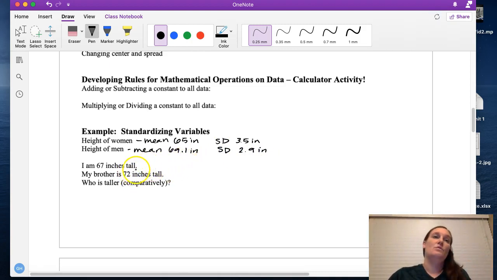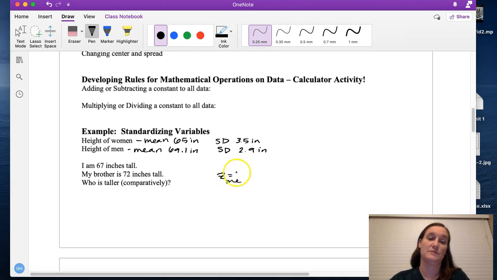So why would you want to standardize that? Because women are typically smaller than men, so it's hard to compare. Like my brother is 6 feet 5 inches, and I'm 5 foot 7. I want to compare myself to other women and him to other men to see, you know, is he really taller than average? That sort of thing. So I'm 67 inches tall. My brother is 72 inches tall. Who's taller comparatively?